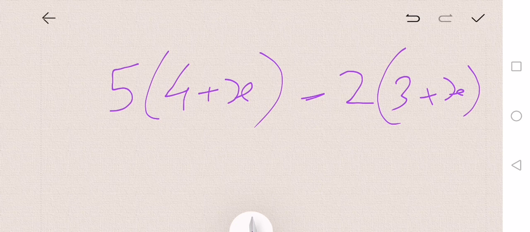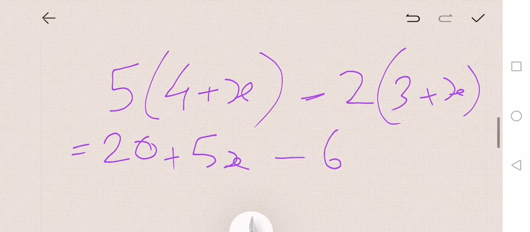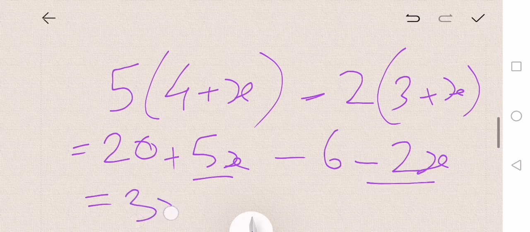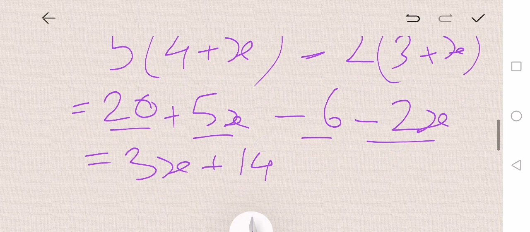Don't be worried. 5 times 4 is 20. That's a plus 20. 5 times x is 5x, but there'll be a plus sign here. Minus 2 times 3 is minus 6. Minus 2 times plus x is minus 2x. So then you can do 5x minus 2x. That's 3x here. And 20 minus 6 is 14. That's the answer. Get it?